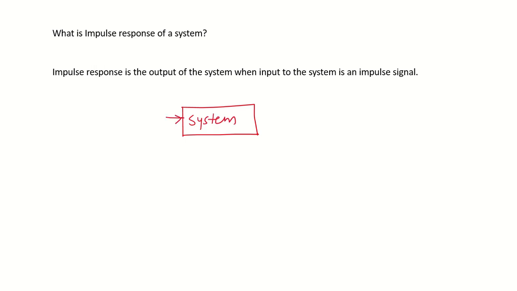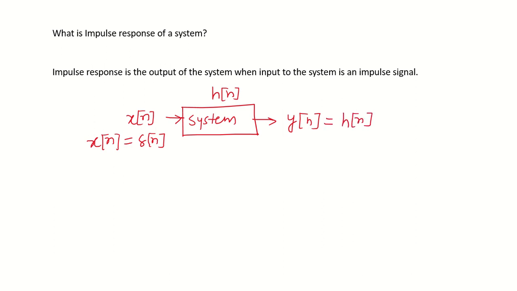So suppose the input of that system is x of n, the output of the system is y of n, and the response of that system is h of n. And if we take the input to the system equal to the unit impulse signal, then the output of this system will be equal to the response of that system, h of n. So whenever the input of a particular system is equal to del n, the response of that system is known as the impulse response of that system.